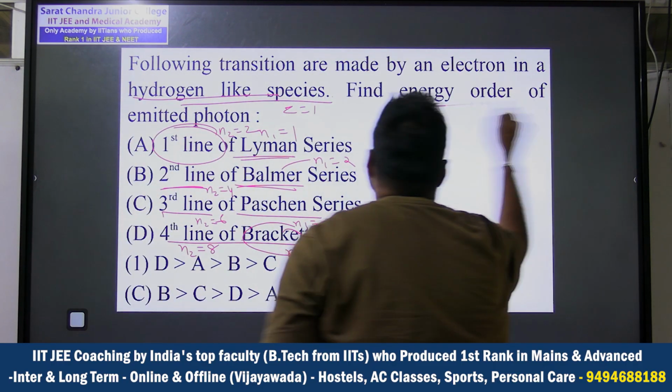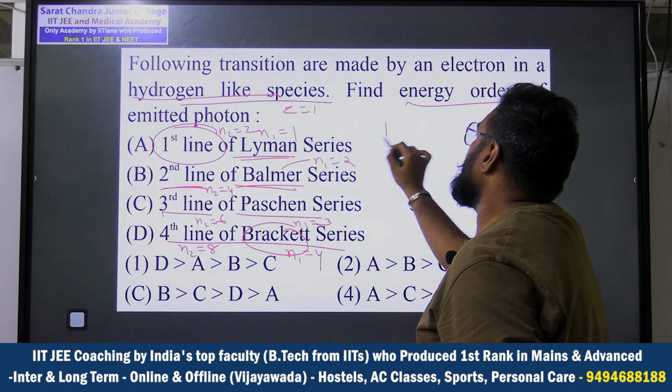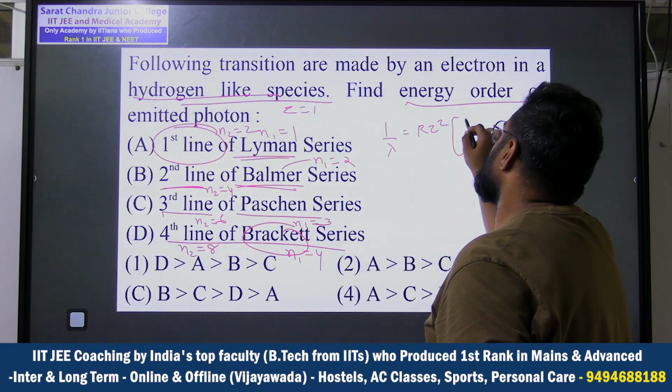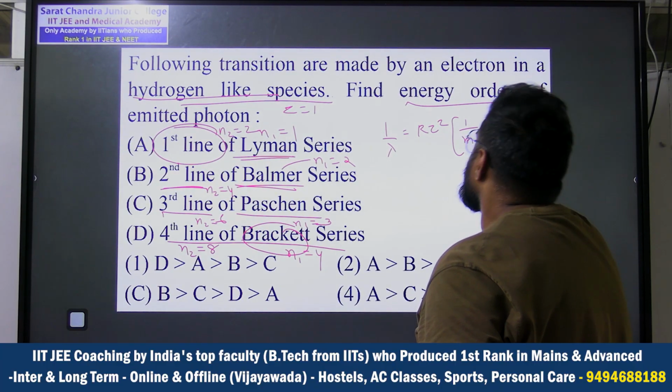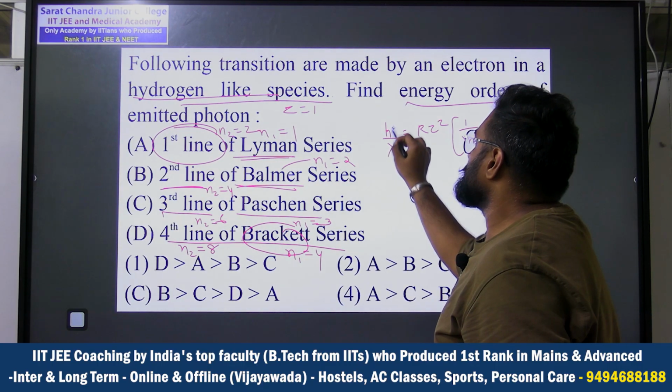Now for the energy order, what is the formula? 1 upon lambda is equal to R Z square times (1 upon n1 square minus 1 upon n2 square). This is our Rydberg equation. Multiply hc on both sides.